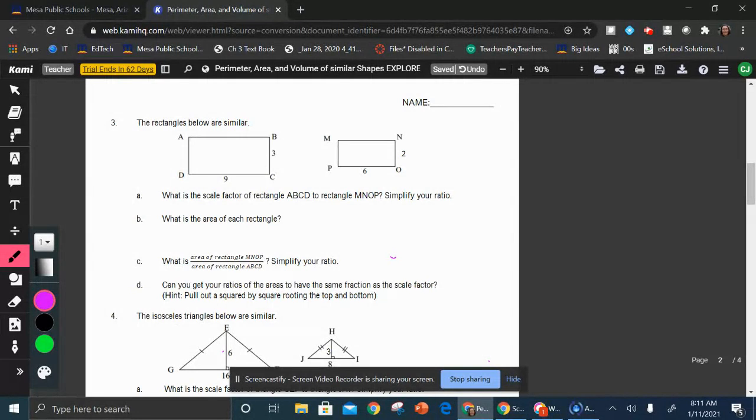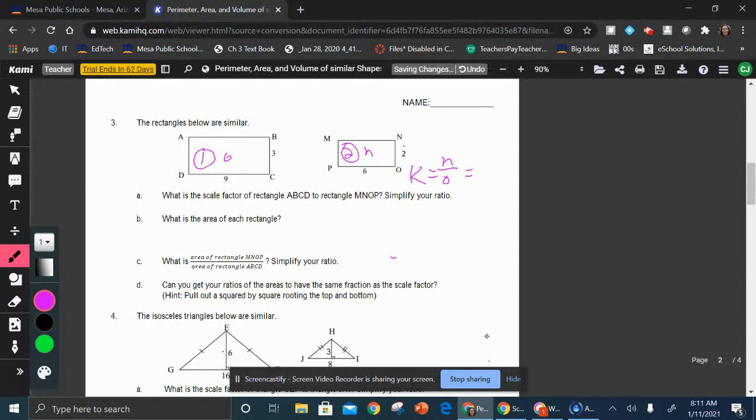Okay, so this one, everybody, we are looking at area. So of course we're going to start with the scale factor. Okay, so this is going to be our first one, second one, that's our old one, this is our new one. Okay, so we're going to simplify our ratios. So we're going to put new over old.